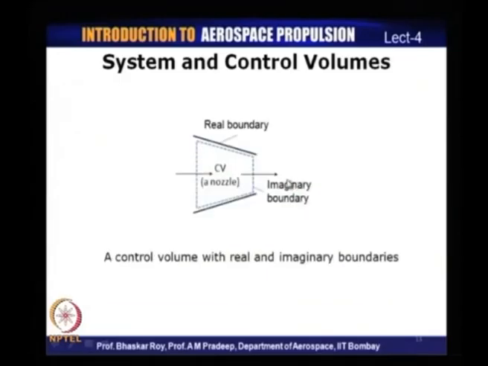Now, yet another example here. Here we have an example of a control volume, which is basically an open system, which has both real as well as imaginary boundaries. The example shown here is that of a nozzle. A nozzle is a section which is very often used in engineering systems, and is used for accelerating a flow in a subsonic Mach number flow. What is subsonic will become clear a little later.